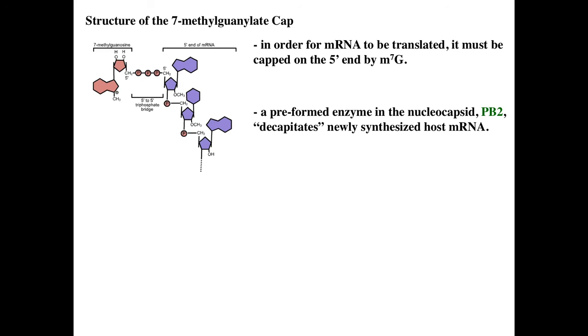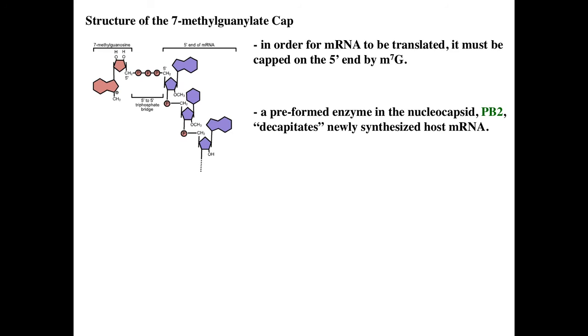It has a different trick. It's actually kind of cooler. What happens is that one of the proteins that comes in preformed, one of the subunits of that viral replicase, PB2, and again, remember, when you see this P, that means polymerase. This is one of the subunits of viral replicase. This protein, this enzyme, actually has the ability to do something called cap snatching or decapitation.